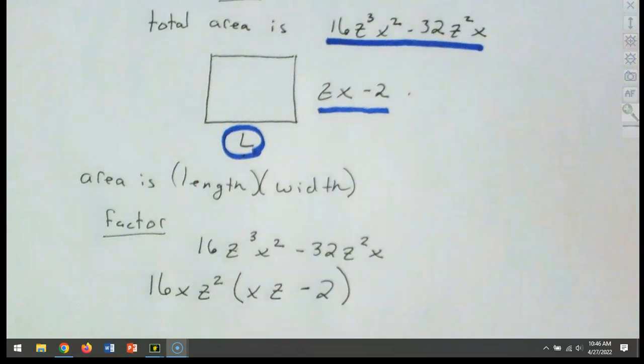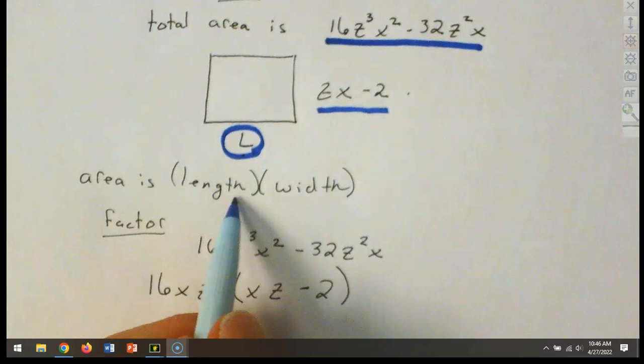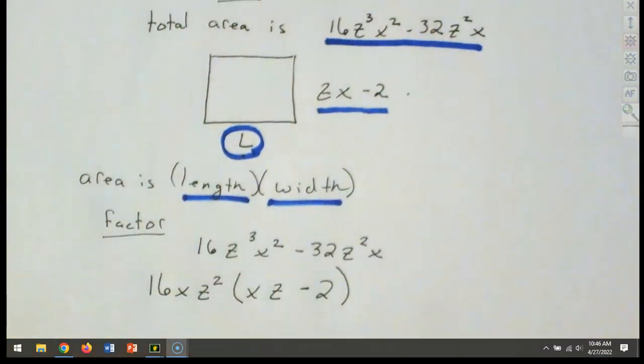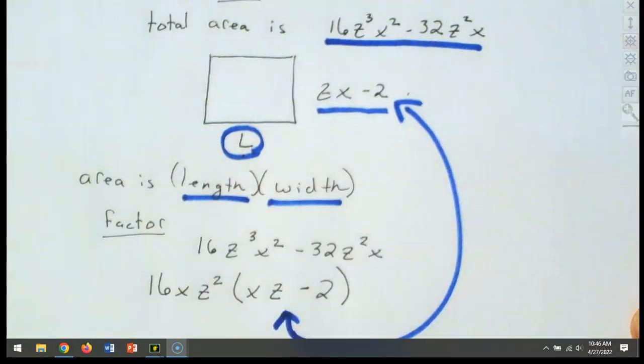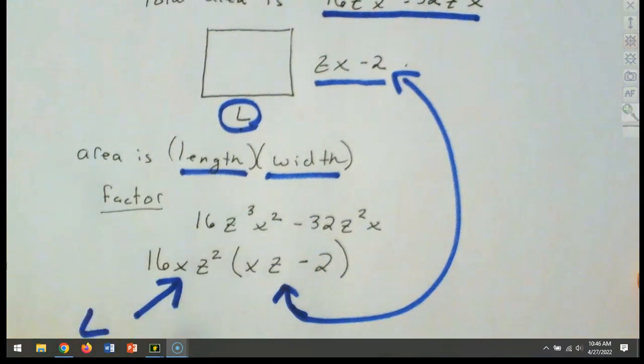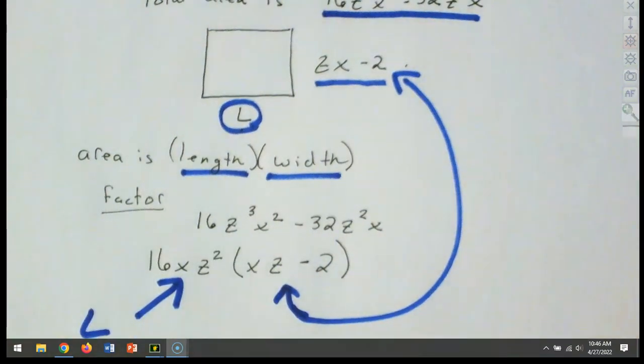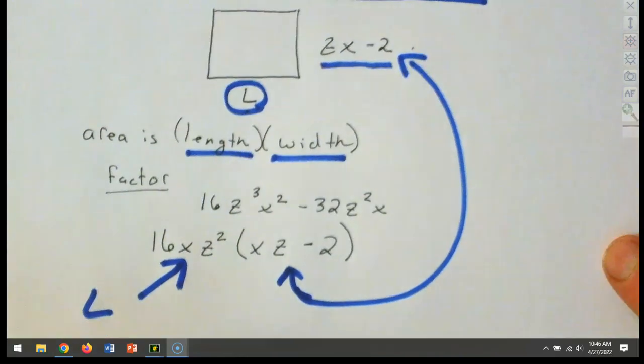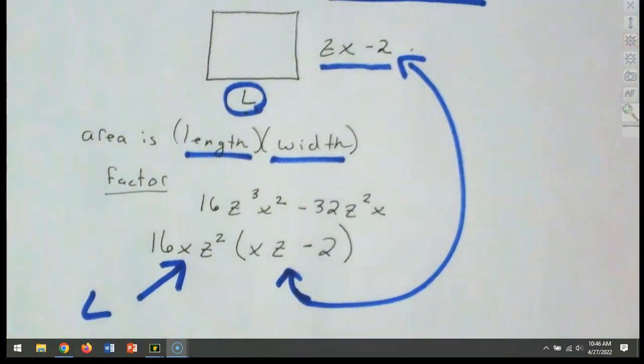Now, when we look at our area, it is the length times the width. This right here matches up with that piece, right? So that means that this piece right here has to be the L. So what would your L, the missing part, be? Your L would then be 16xz squared. And that's going to be the missing part. That is your L. That is what you're trying to find.